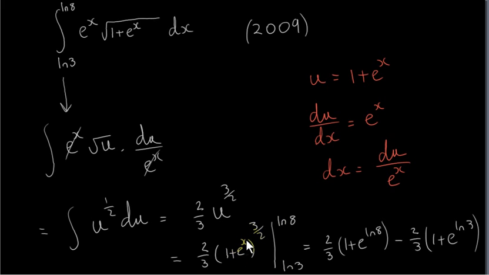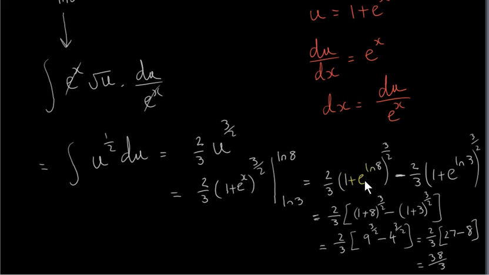Okay, so we write this out, replacing x with ln of 8. So we get this here. Then we have a minus sign, and we write this out again, replacing x with the lower limit, which is ln of 3. Now what is e to the power of ln 8? Well, the function e to the x and ln of x are inverse functions. So e to the power of ln of 8 is just 8. Similarly, e to the power of ln of 3 is 3.